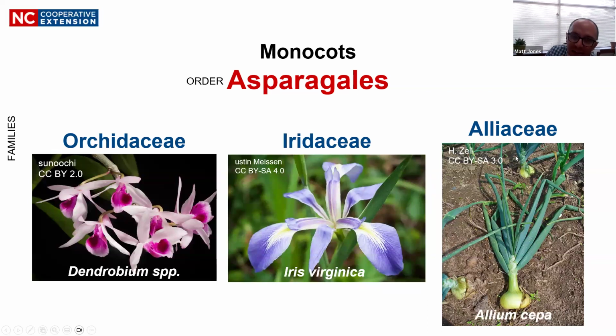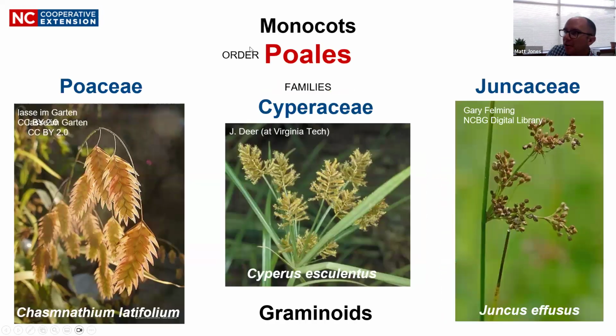Then the Alliaceae is the allium, onion, garlic, leeks family. This is Allium cepa, or true onion. Delicious. Monocots include also the order Poales, which includes at least three important families that we collectively group as the graminoids or grass-like plants. The true grass family is the Poaceae.